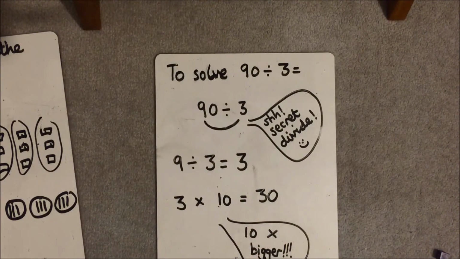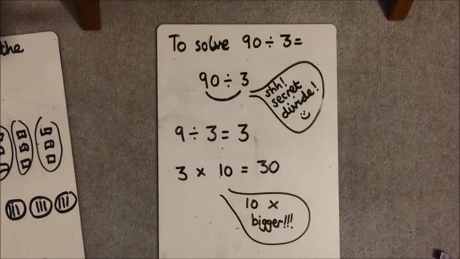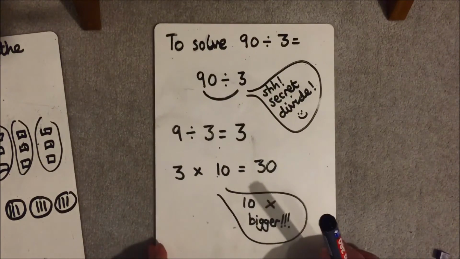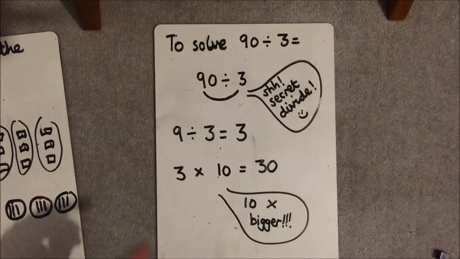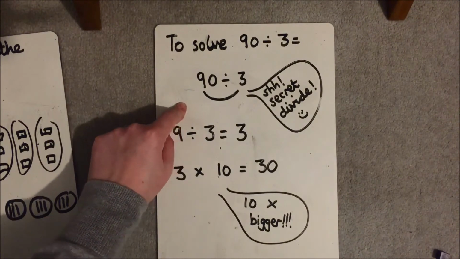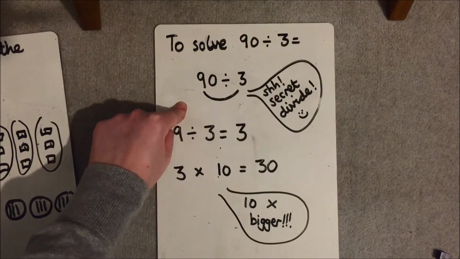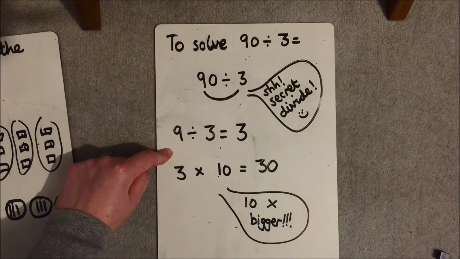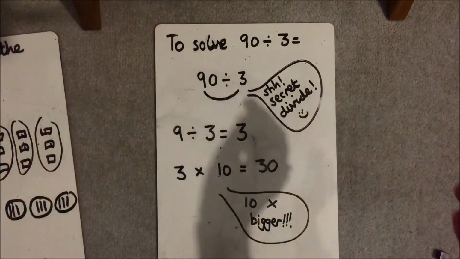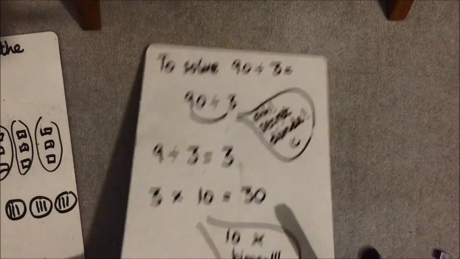Do you remember that now? We're going to do a practice few together. So step 1, find the secret divide if you can. It doesn't always work. Work out your secret divide, then make it 10 times bigger. Got it? Okay, let's do.